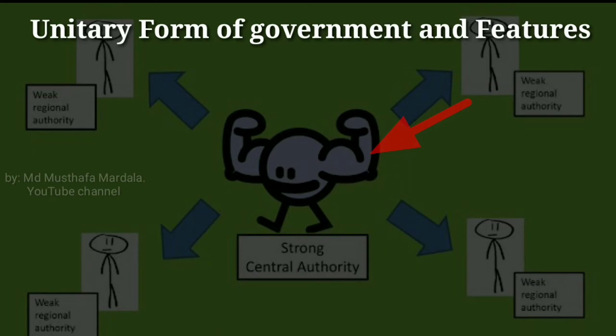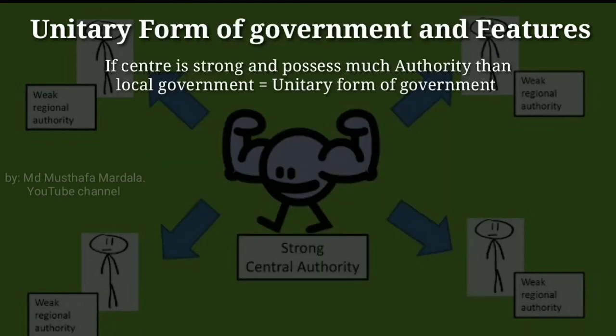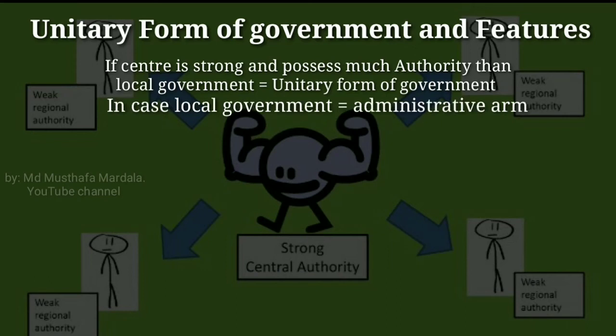The majority of the states in the world have a unitary form of government. Out of 193 United Nations member states, 165 are governed as unitary states. To put it simply, if the central government possesses much more authority and decision-making power than the local level government, then it is called a unitary government. It may or may not have local level government, but in a unitary form of government, if local level government is there, then it will simply serve as an administrative arm of the central government.